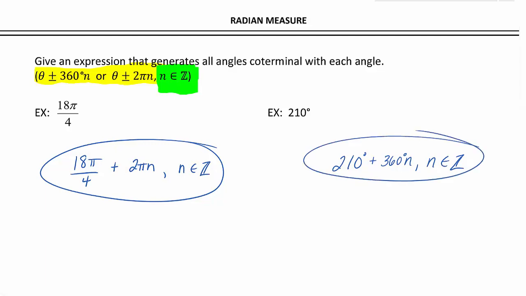Now, you may notice that in the original definition up here, I have plus or minus. You can put the plus or minus or not. It's really not necessary to have the plus or minus because if we state that n is an integer, that encompasses both positive and negative counting numbers. So you can put the plus or minus, or you can just put the plus. Either way, it gives us all our coterminal angles.